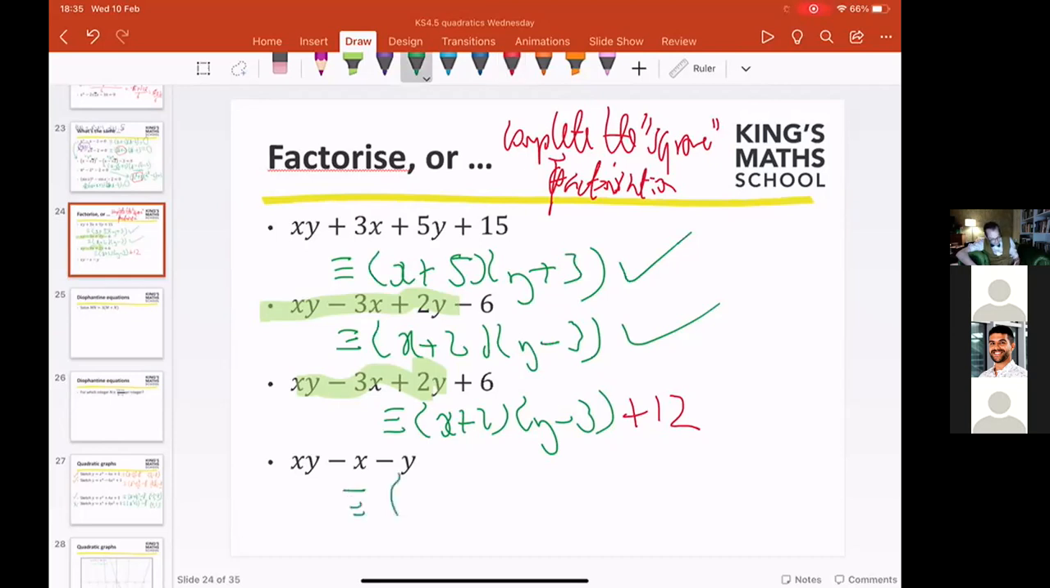So lastly, I've got x subtract 1, y subtract 1. That gives me xy, it gives me subtract x, subtract y, and then add on 1, so to complete it by subtracting 1.